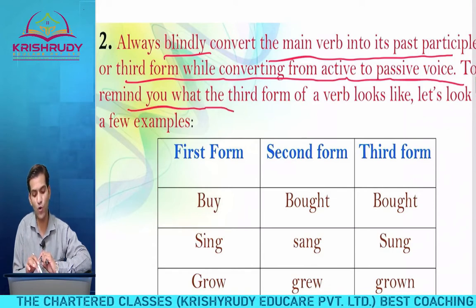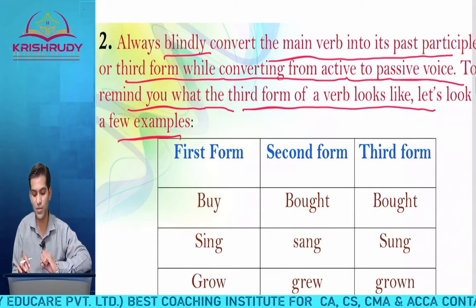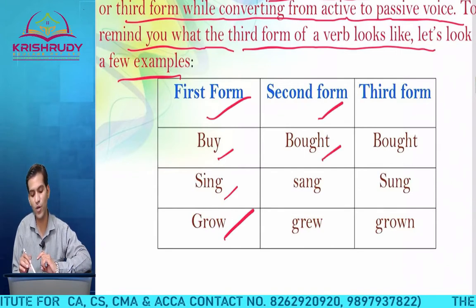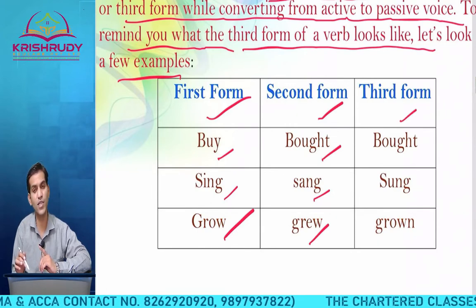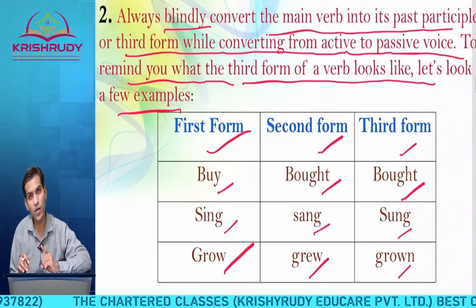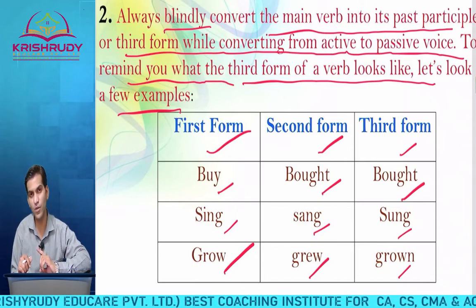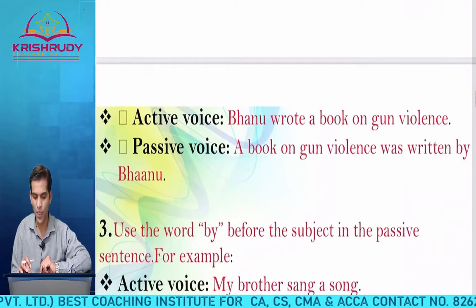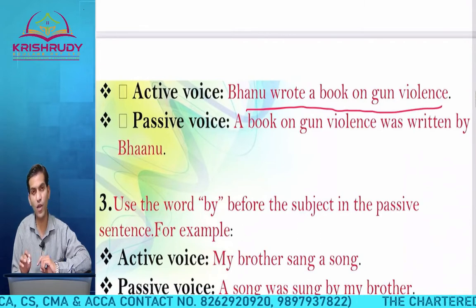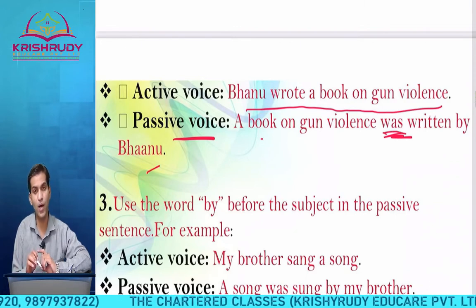To remind you what the third form of a verb looks like, let's look at the following examples. Here you can see the verb first form: buy, sing, grow, and second form: bought, sang, grew. Third form, meaning past participle form: bought, sung, and grown. So this is also important to learn, to remember all the third forms of all the verbs. Now here you can see one more example. Active sentence: Bhanu wrote a book on gun violence. Passive: a book on gun violence was written by Bhanu.